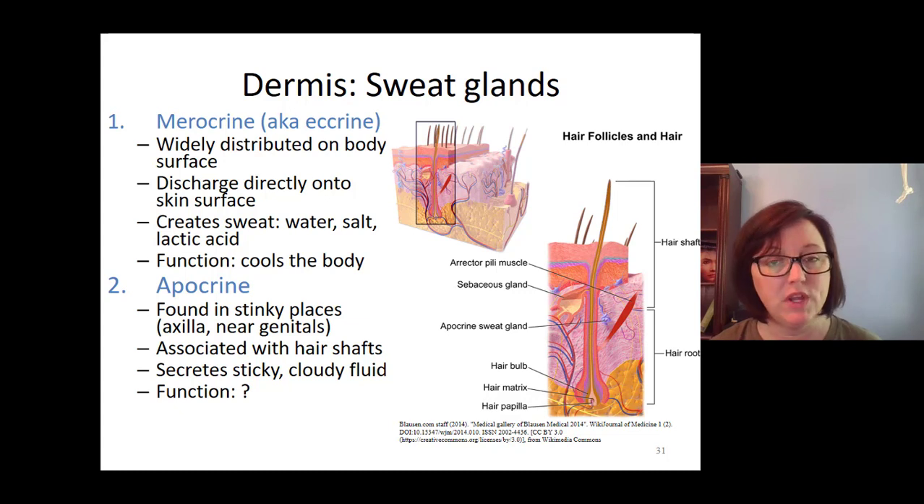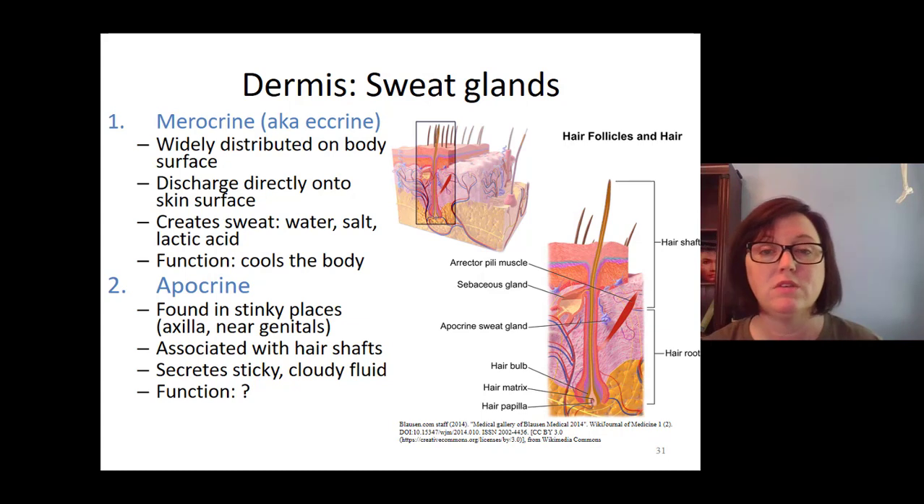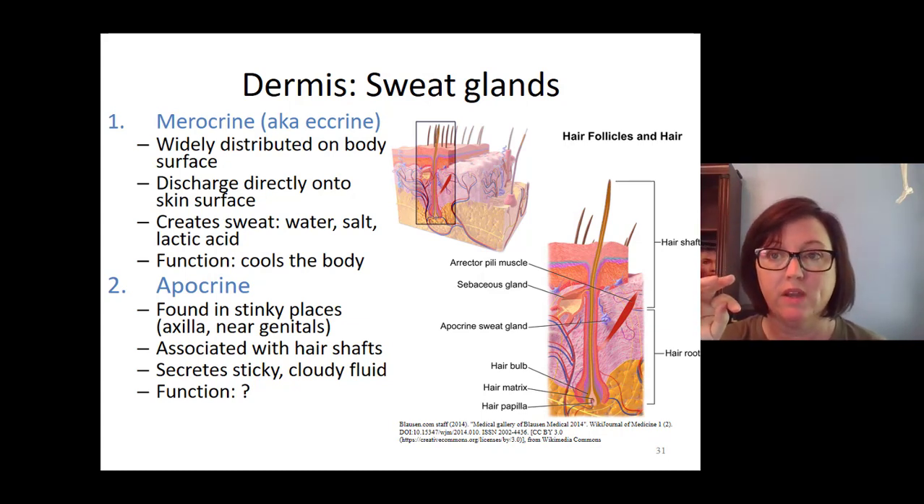The bacteria on the surface of our skin love to eat apocrine sweat. They think it's just delicious. So the bacteria, for example, in your axilla, in your armpits, they'll eat the apocrine sweat, and then the bacteria produce stinky waste compounds that make you stinky. So basically the bacteria are pooping in your armpits, and that's why you're stinky.